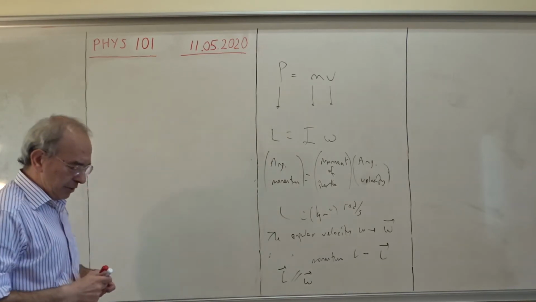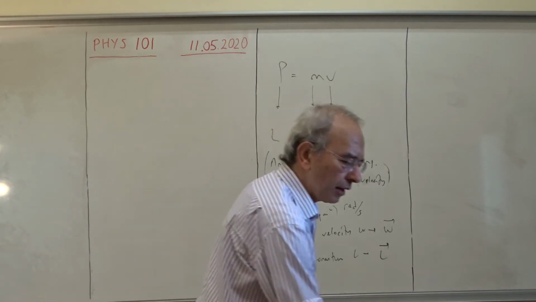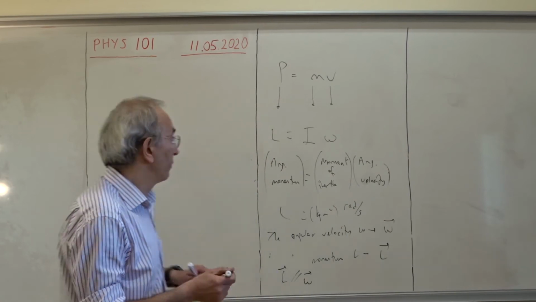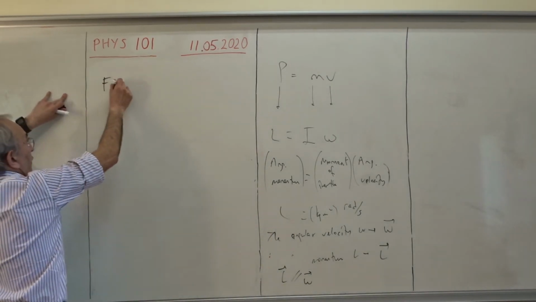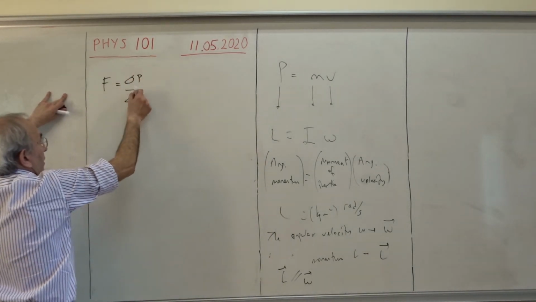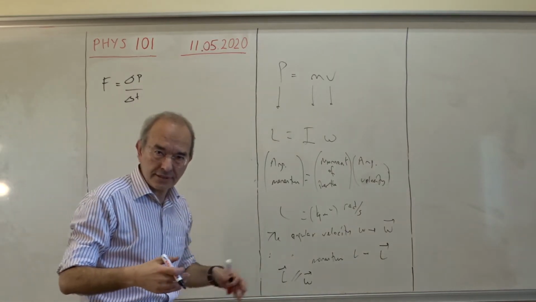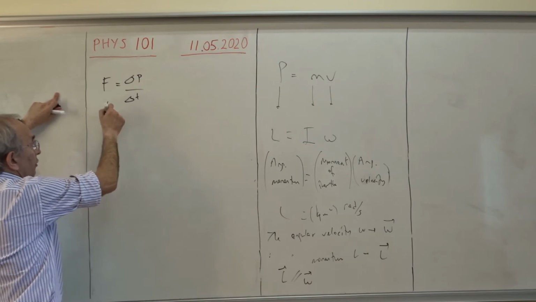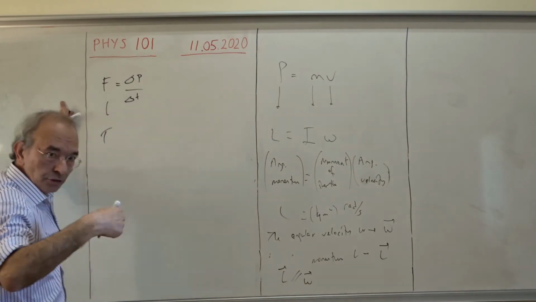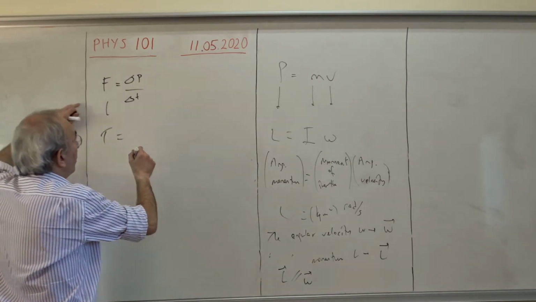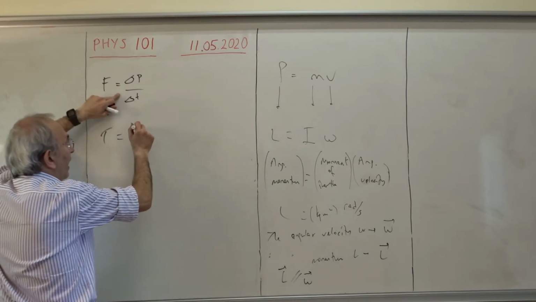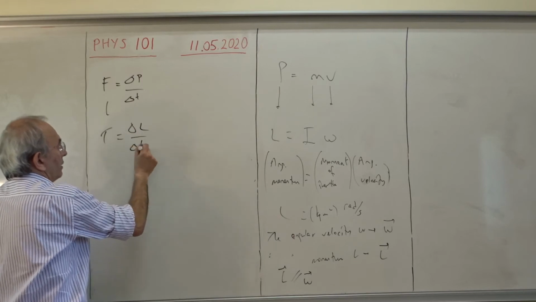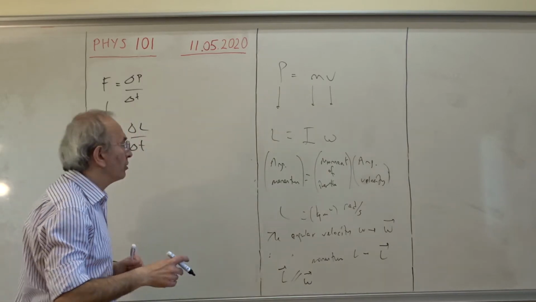We also have, remember, F is equal to delta P by delta T, as I said before. But now, what is the corresponding thing for F? It is torque in the angular motion. Therefore, it is delta L by delta T, change in angular momentum.